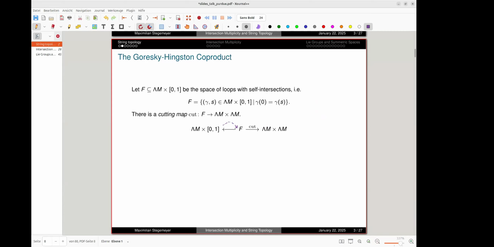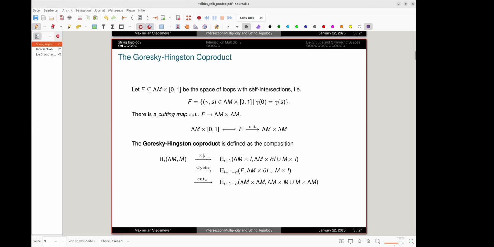Now we want to get something in homology. So to get something reasonable in homology, we want an arrow in this direction, and indeed this can be done if you use something called a Gysin map or Thom map, or people have different names for this. I don't want to tell you how exactly you can construct this, but this can be done. And then this Goresky-Hingston coproduct is defined as the composition.